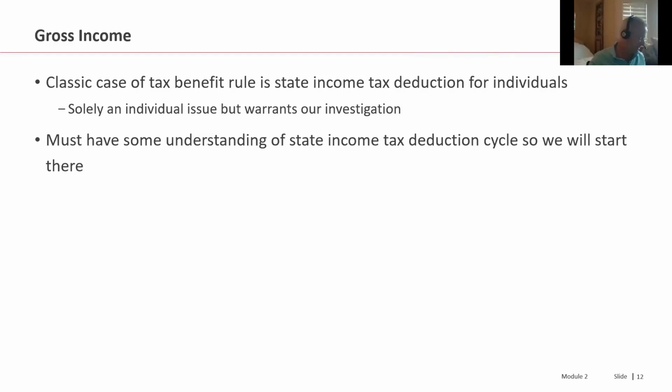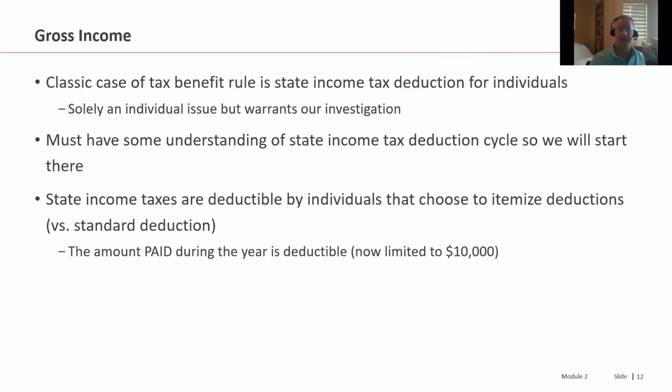So in order to understand this, we need to have a little bit of understanding about how the state income tax deduction works. So first, state income taxes are deductible by individuals that choose to itemize deductions as opposed to taking the standard deduction. And the amount paid during the year is deductible. Now, under 2018 law, that's now limited to $10,000, but that's neither here nor there.